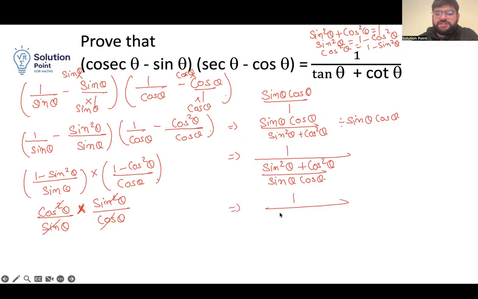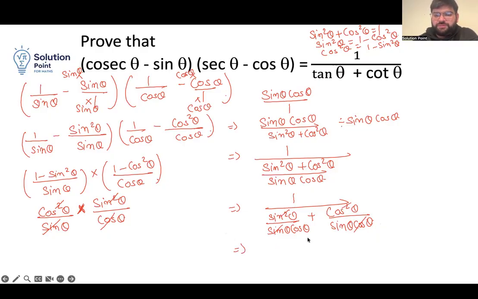Now let's split this denominator. So this will become sine squared theta over sine theta cos theta plus cos squared theta over sine theta cos theta. Now I can balance this one sine theta with sine squared theta in the numerator, and this cos theta with cos squared theta in the numerator.